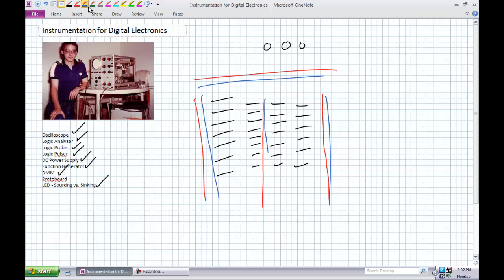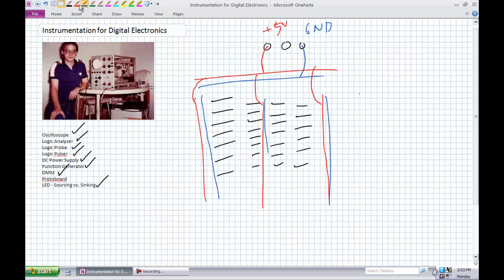What do you need everywhere? You need plus 5 volts. What else do you need? You need ground. Use it. Take the jack from the 5 volts from the power supply, put it to the jack, take a wire to the red, to the red, to the red, to the red. Every single vertical runner has got 5 volts on it.